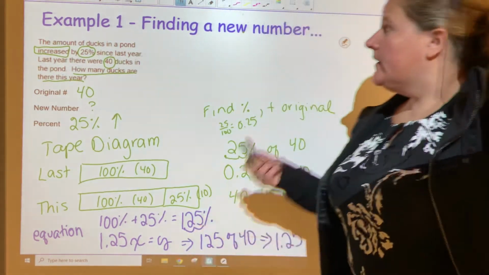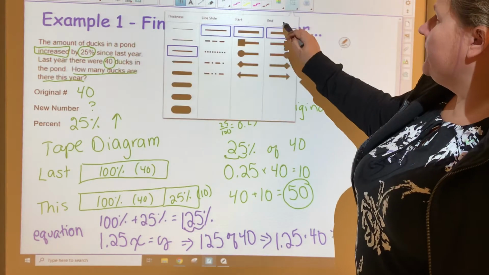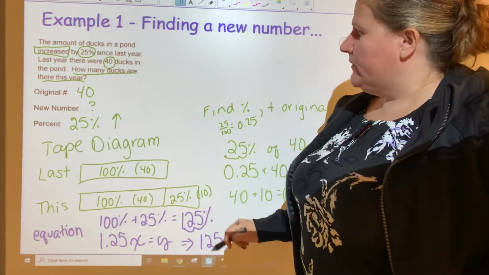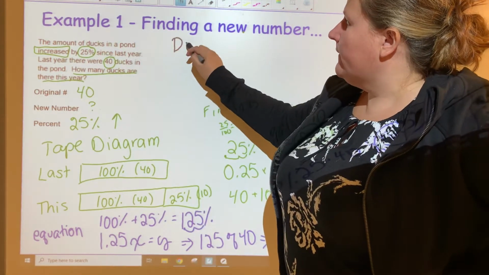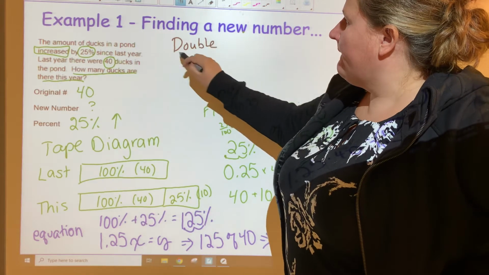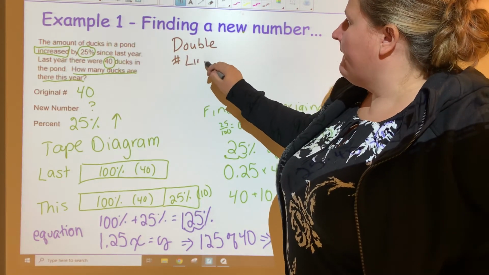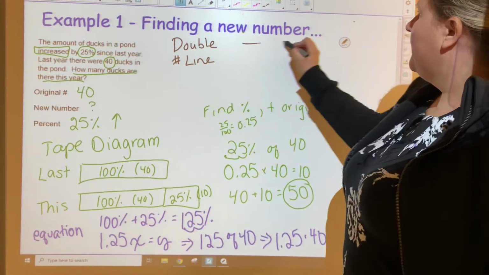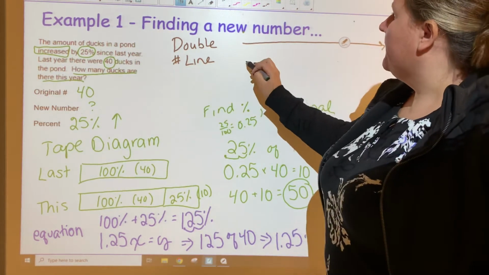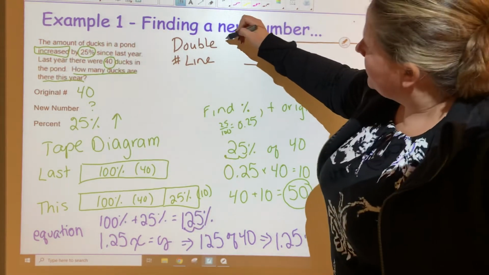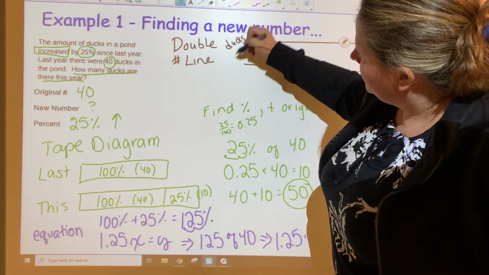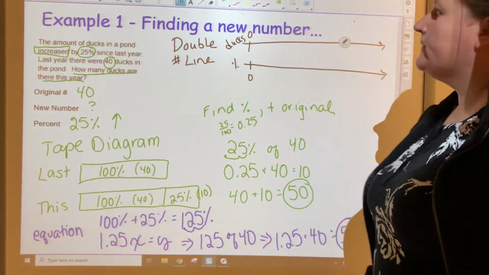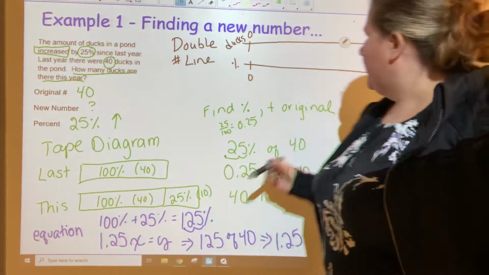And then the last way I'll show you how you can solve a problem like this, and I'm going to make my lines a little smaller, is by using a double number line. This is another visual way to figure this out. We can compare our ducks to our percents, okay? And 0% is going to be 0 ducks. And we know 100% is 40 ducks.